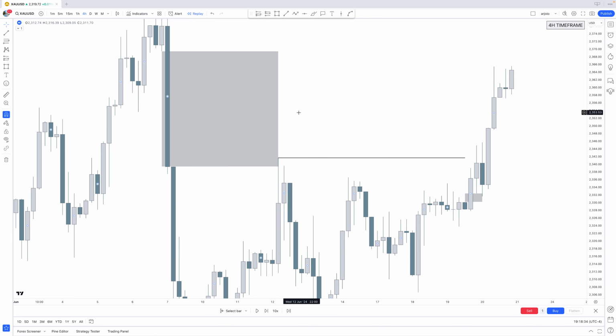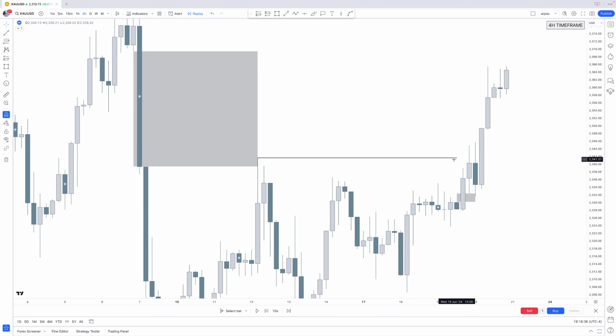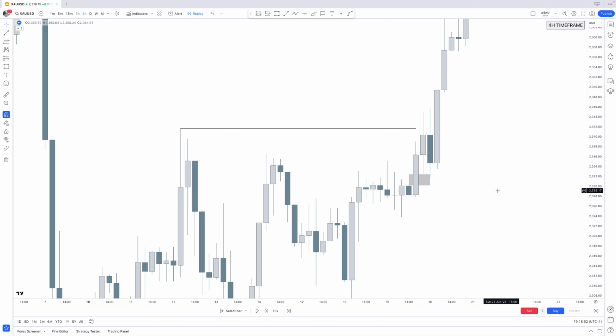Now, please pay attention to that unmitigated or mitigated opposing PD array detail, because otherwise you lose a lot of accuracy. For example, we are reacting right here off the swing high, not the fair value gap right there. That's very important to understand. All right, so we have the opposing PD array right there.